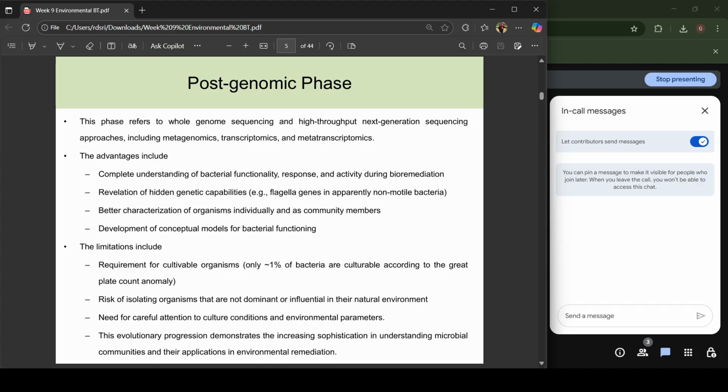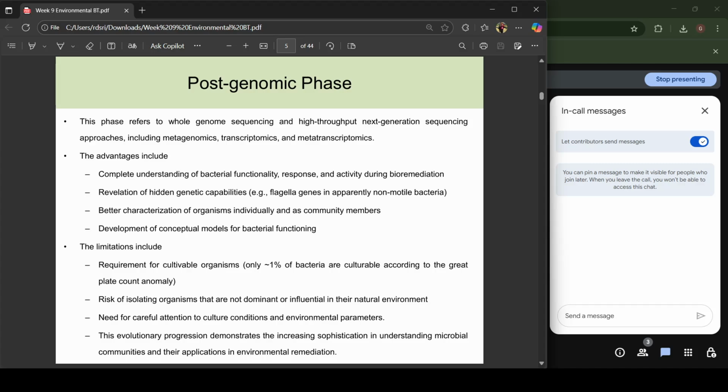And next comes the advantage that it allows development of conceptual models for bacterial functioning. The post-genomic phase, as we know, gives us high throughput data. So we get a large amount of data. We are also developing computational tools to process those data. As a result, we have more data which we use to build models, and then these models help us in predicting the ecosystem behavior. So these are the main advantages of the post-genomic phase.